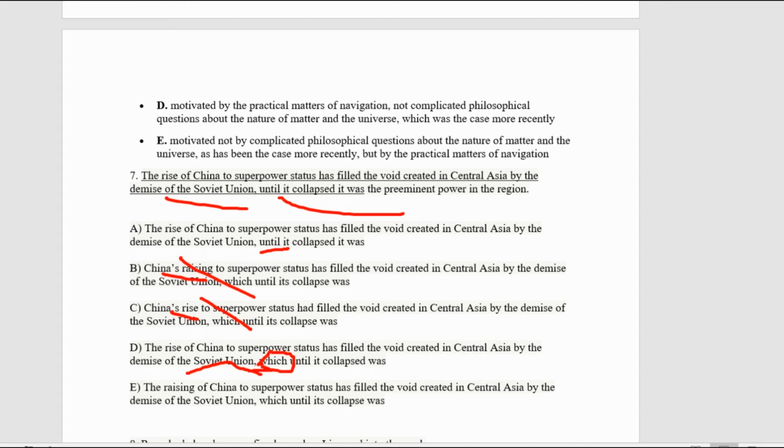So it is correct, but we need to pay attention to E, the raising of. Should we use raising? No. Raising is when you lift up something, but rise is when you, let's say, grow. China grew by itself. That's why we don't talk about lifting up something. So, D is the correct answer here.